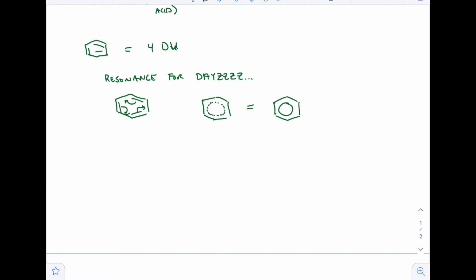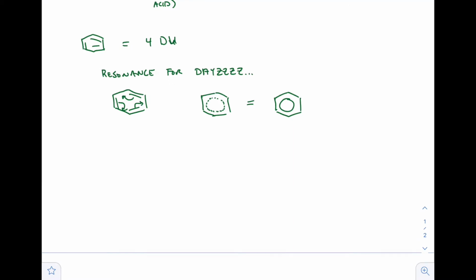We draw a dotted line. We can also draw just solid lines. You might see a benzene ring with that solid line circle in there, and that's representing the same thing. It's because of the resonance structures that it has. And that's actually what contributes to its stability as well, which we can get to later.